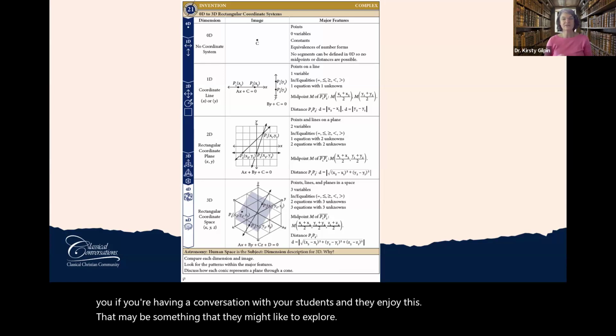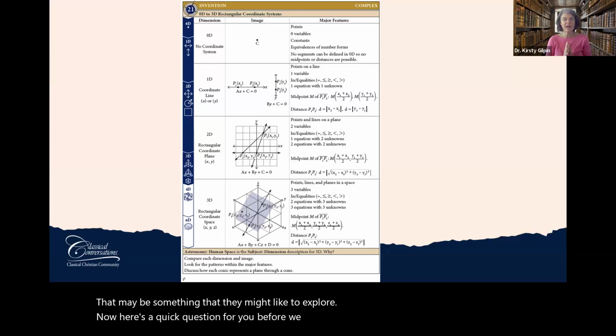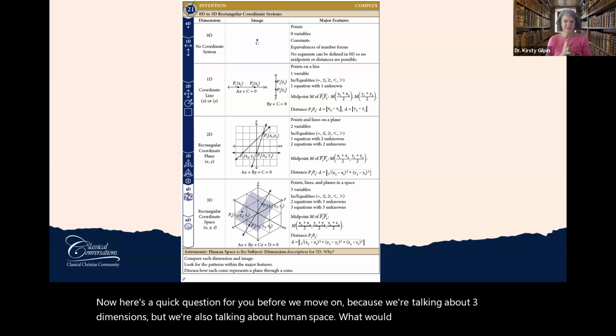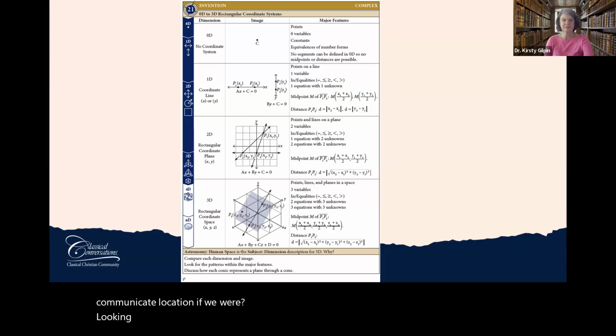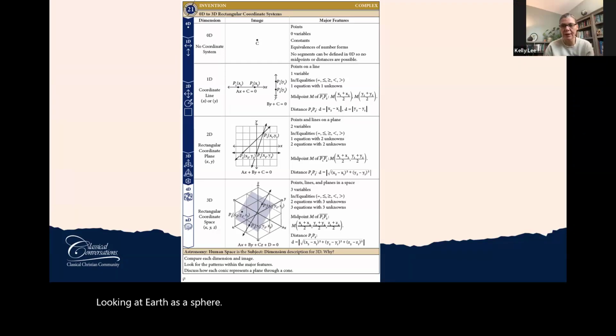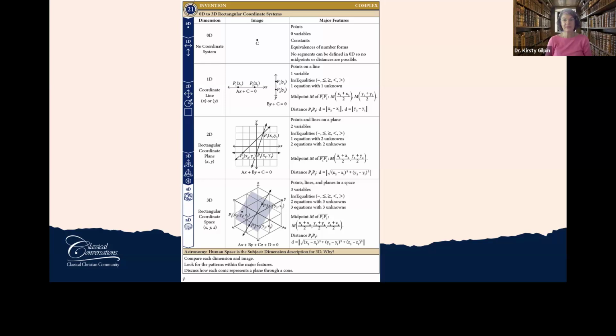Now, here's a quick question for you before we move on, because we're talking about 3 dimensions, but we're also talking about human space. What would be the difference between how we communicate our location in human space, on Earth, to how we might communicate location if we were looking at Earth as a sphere? That's when we would get into angles, talking about changing our degrees. Okay, so we might use some angles.